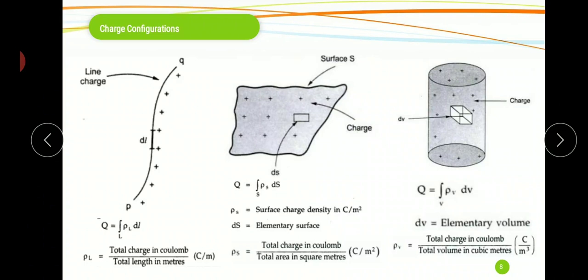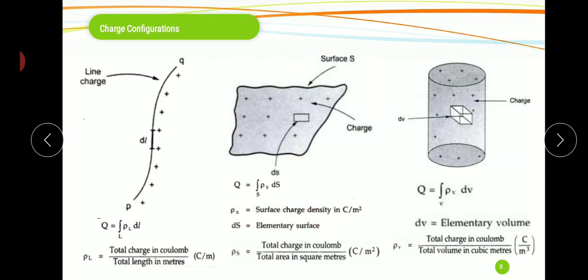And this is another type of configuration, that is a surface configuration. Here in the case of line charge configuration there is only one variable, it is a one variable function. The surface means, for example, we take any metal sheet, it has two variables, length and width. So in the case of surface, let us assume a smallest surface, that is indicated by the letter ds.